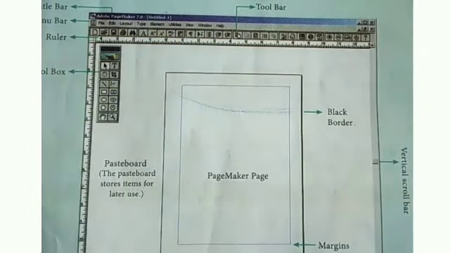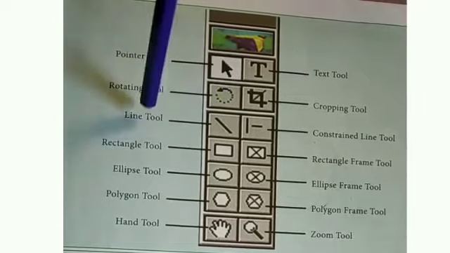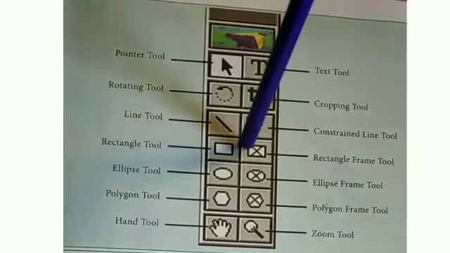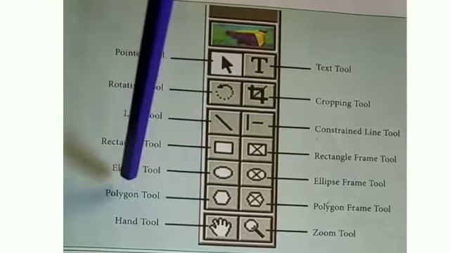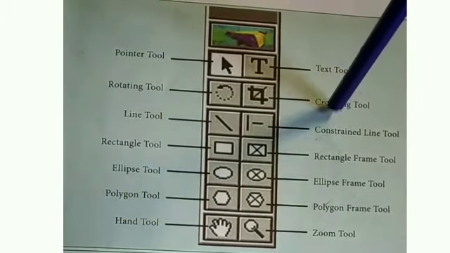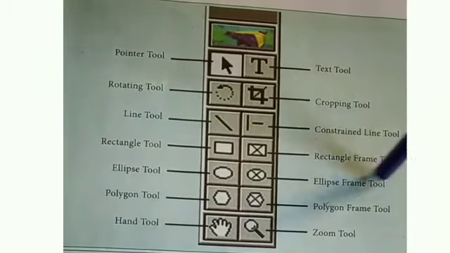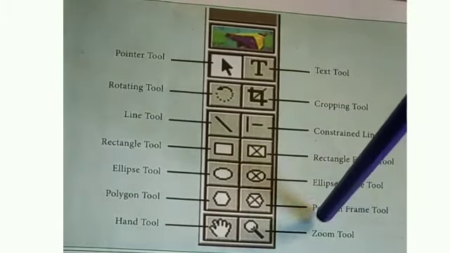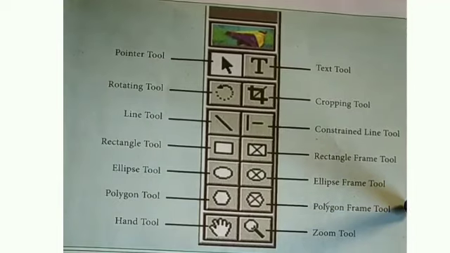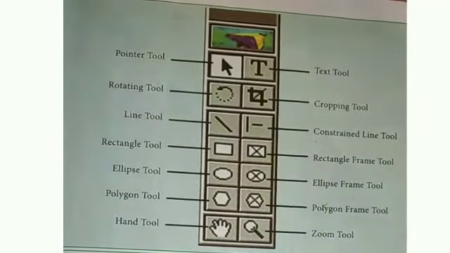We can see them one by one. Pointer tool, second one is the rotating tool, next one line tool, next one rectangle tool, next one ellipse tool, next one polygon tool, next one hand tool, next one text tool, next one cropping tool, next one constraint line tool, next one rectangle frame tool, next one ellipse frame tool, next one polygon frame tool, next one zoom tool. We can see later about this.